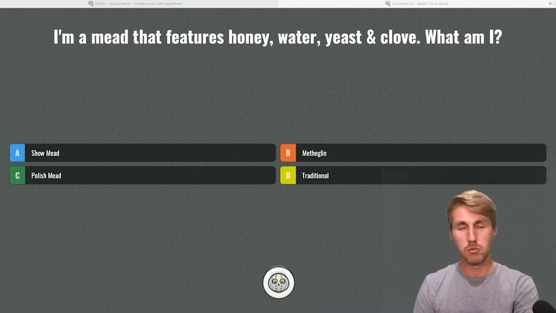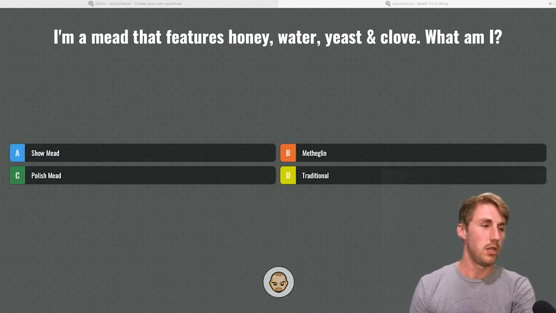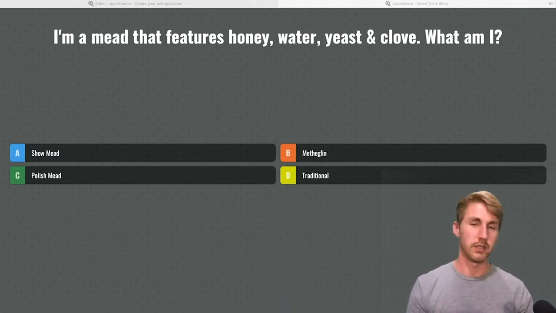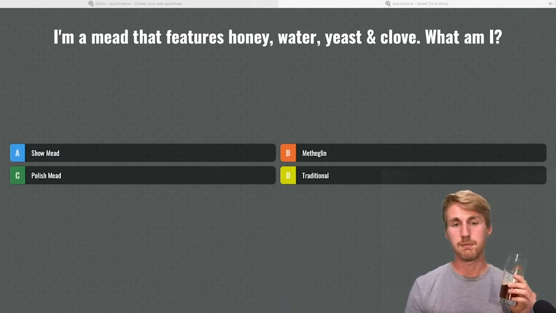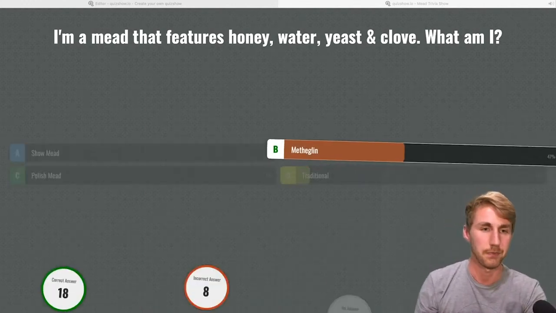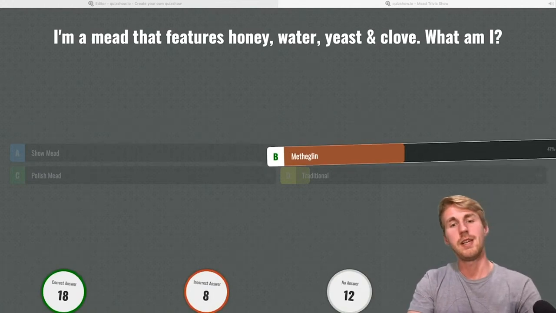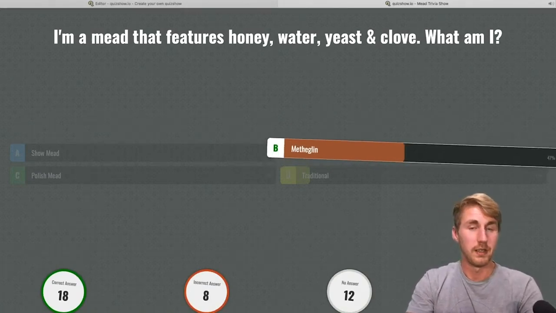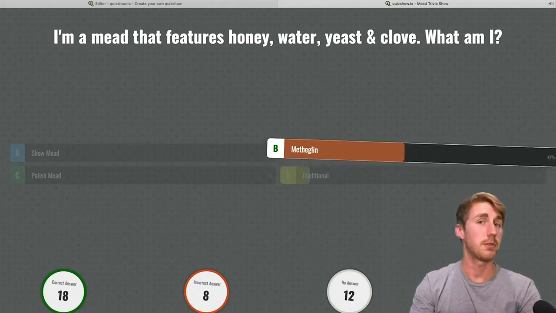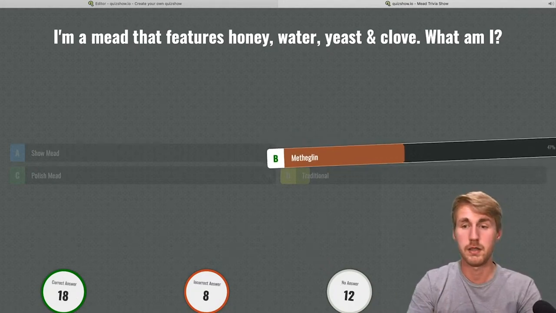Again, discrepancy. Some of you might say it's a traditional, if the most prominent flavor is this. Well, I think generally, if you're adding a spice into something, it changes it. The correct answer is a metheglin. Metheglins are generally meads that use a spice of some sort. So there's that right there.